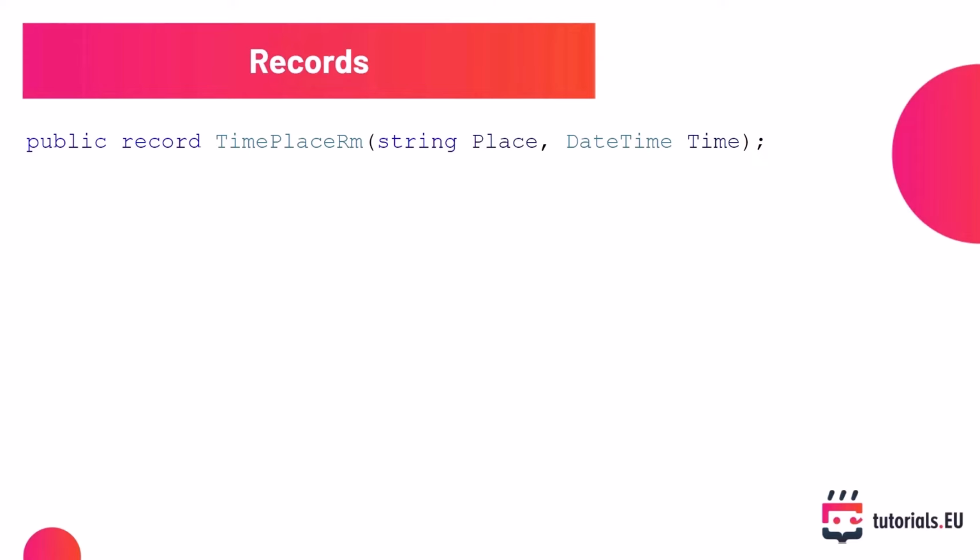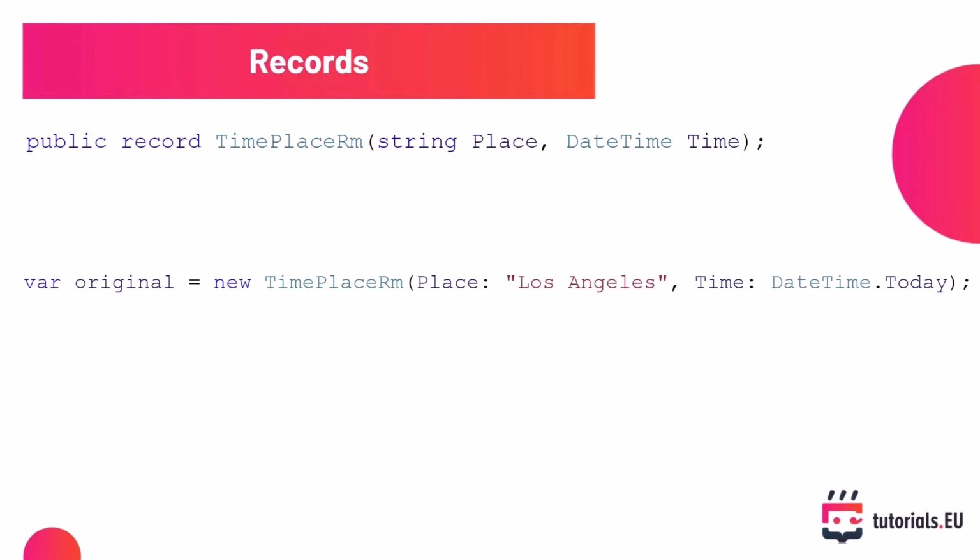But here in records, you cannot change a property after initialization. So here we got the code where we instantiate a new time place read model, and we assign some values to place and time property. Now, once we try to go ahead and say, for example, original.place equals Berlin instead of Los Angeles, notice original is the name of that instance, we cannot do that. So the record is denying changing those fields.